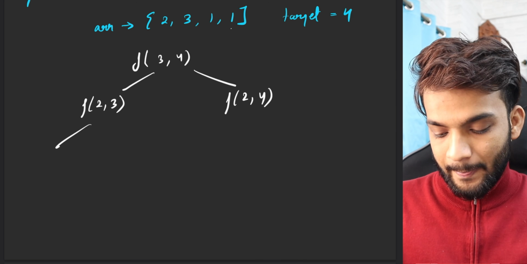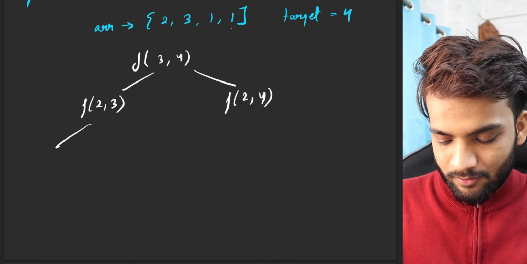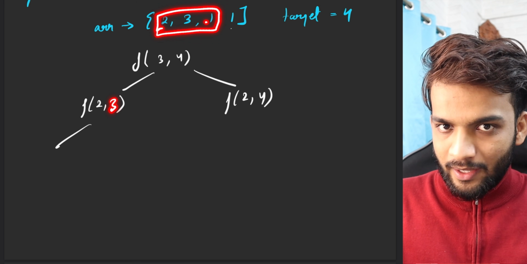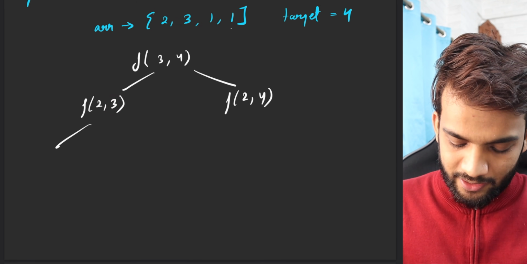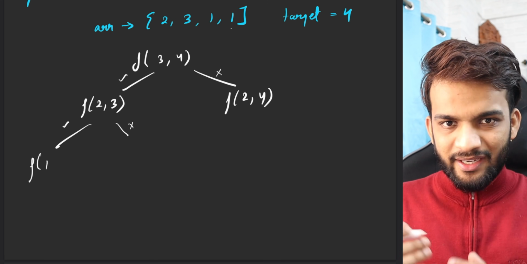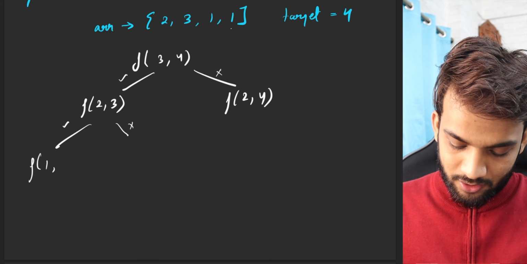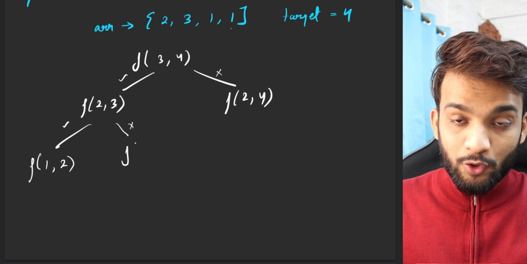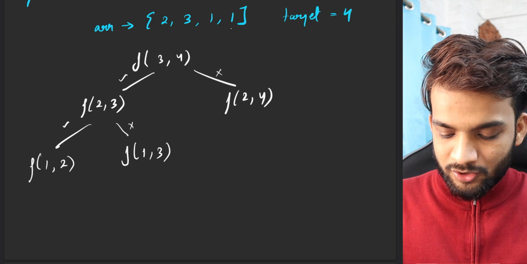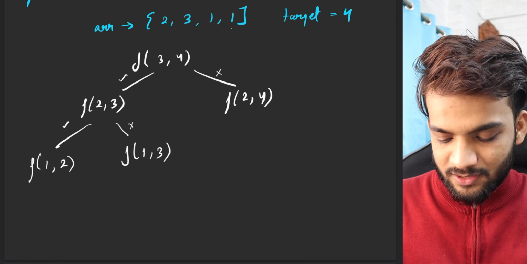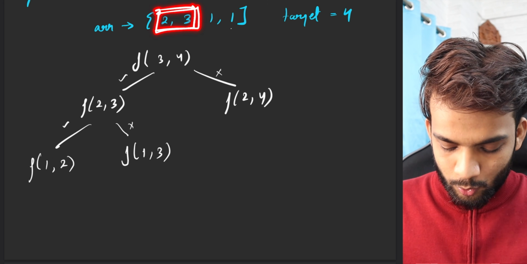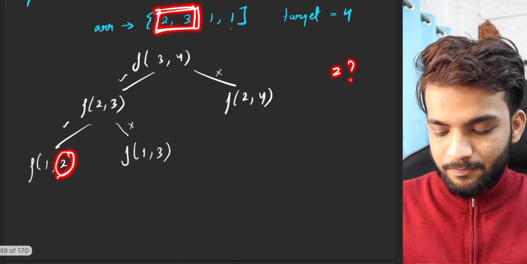F of 2, 3. So again, you're having 2 and 3. You can take this one or you cannot take this one. Assuming you take this and assuming you do not take this. If you take this, you shrink it to 1, and if you're taking the 1, you are left with 1, 2. And if you do not take it, you are shrinking this to 1 and you still have 3. So if you take this 1, now you're shrinking it to this and you're saying in this array, do we have a sum 2?